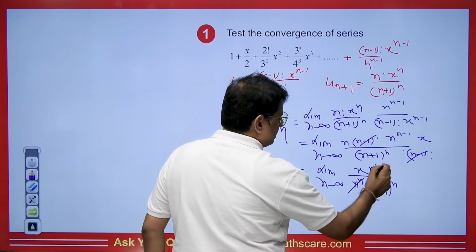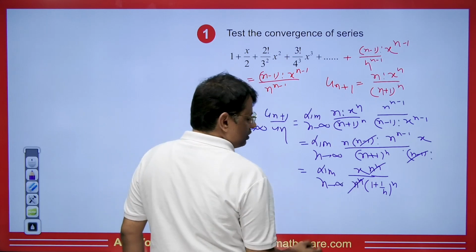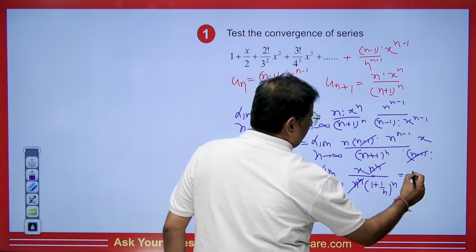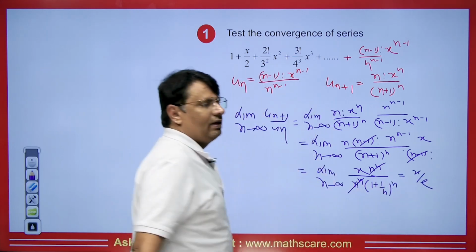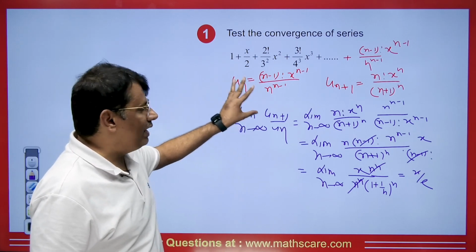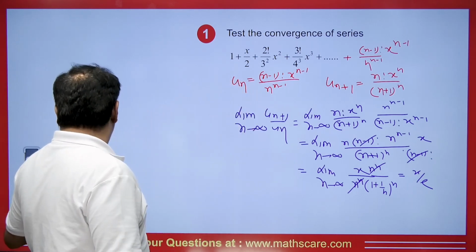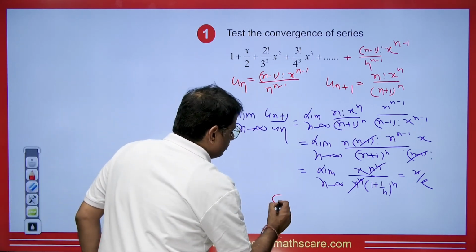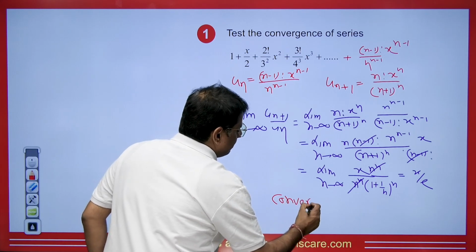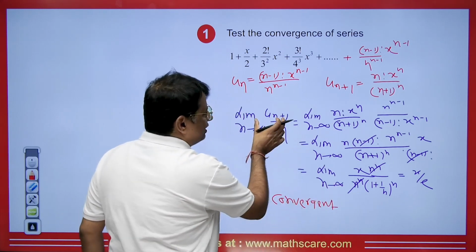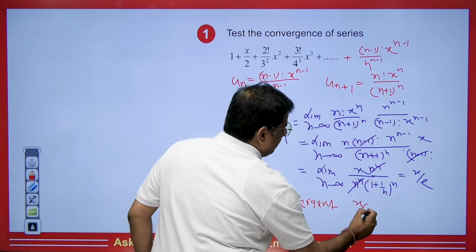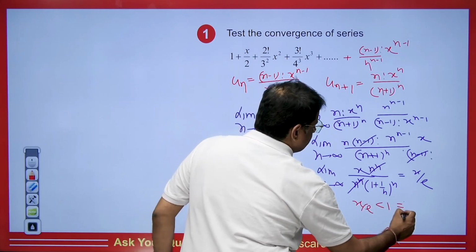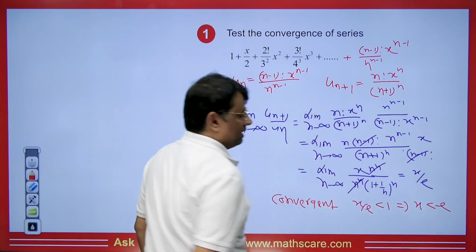This n power n is cancelled by n power n. When we keep n tends to infinity, this will become e. From here, we will have the value as x divided by e. And we know that when its value is less than 1, meaning if we talk about the condition when it is convergent. When is it convergent? Pay attention, because if this value is less than 1 and this value is coming as x by e, which is less than 1, it implies it is going to be convergent as x is less than e.